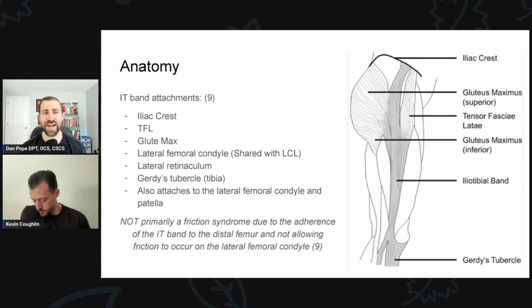So first I want to talk about the IT band attachments. If you're watching this on YouTube, you can see the image here. If not, at some point, maybe pull over and bring up YouTube while you're driving. Just kidding. Don't do that. But at some point, you want to try to look at this.